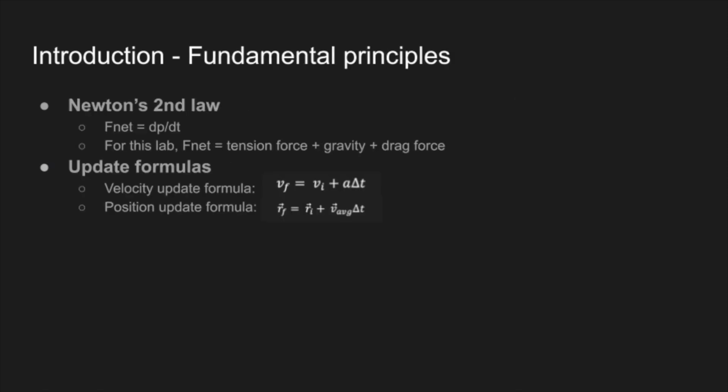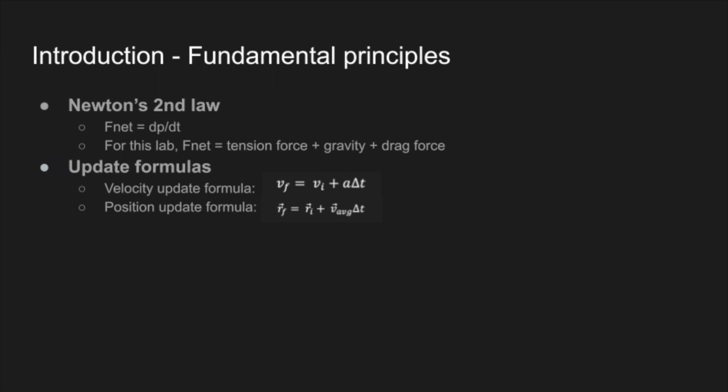For fundamental principles, we've got Newton's second law, which is F net equals dp over dt. And for this lab particularly, F net equals tension force plus gravity plus drag force. Here, tension force will exist until the top end of the slinky hits the bottom end. Theoretically, tension force would not exist once a person drops the slinky.